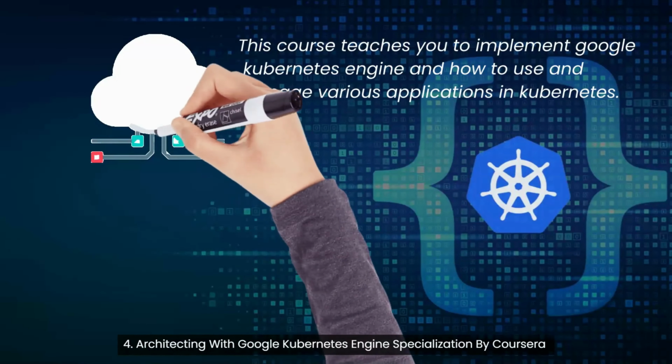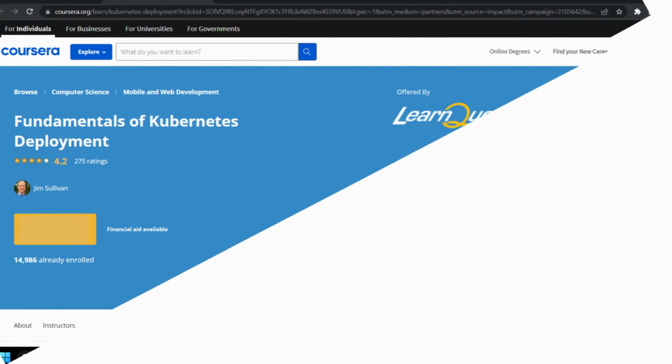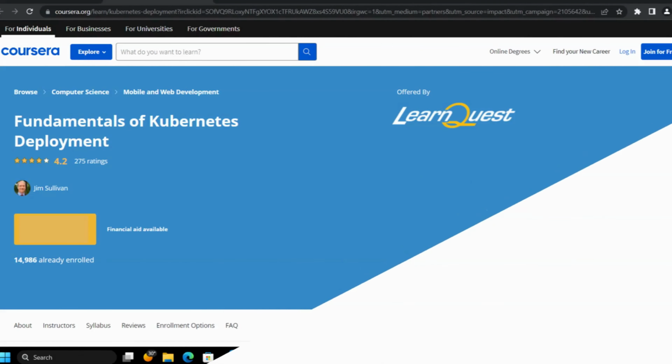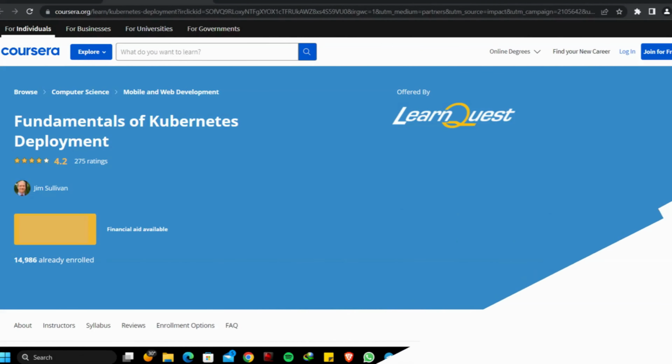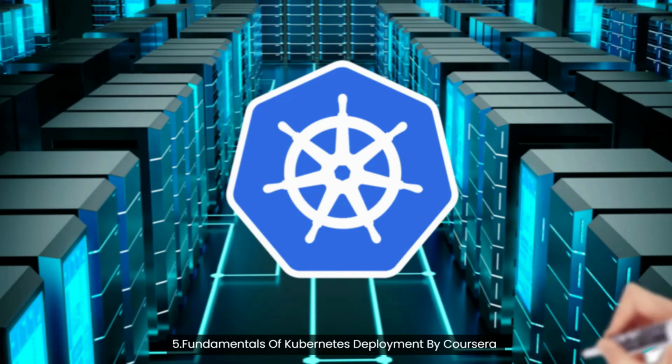Fifth course, Fundamentals of Kubernetes Deployment by Coursera. The course is prepared to give you detailed information about Kubernetes. Topics covered are deploying Kubernetes, creating own cluster, deployment models, hosted solutions, cluster, pods and nodes, administration, and configure.